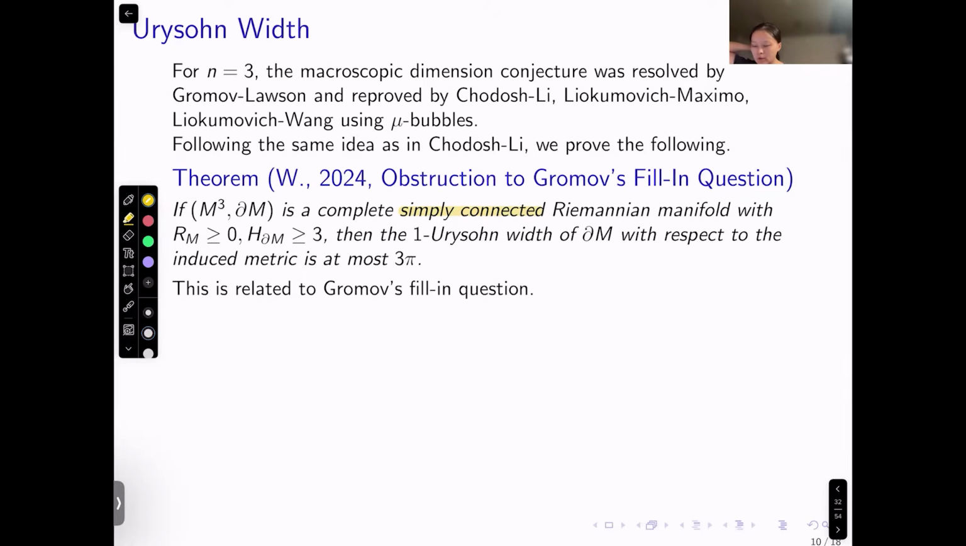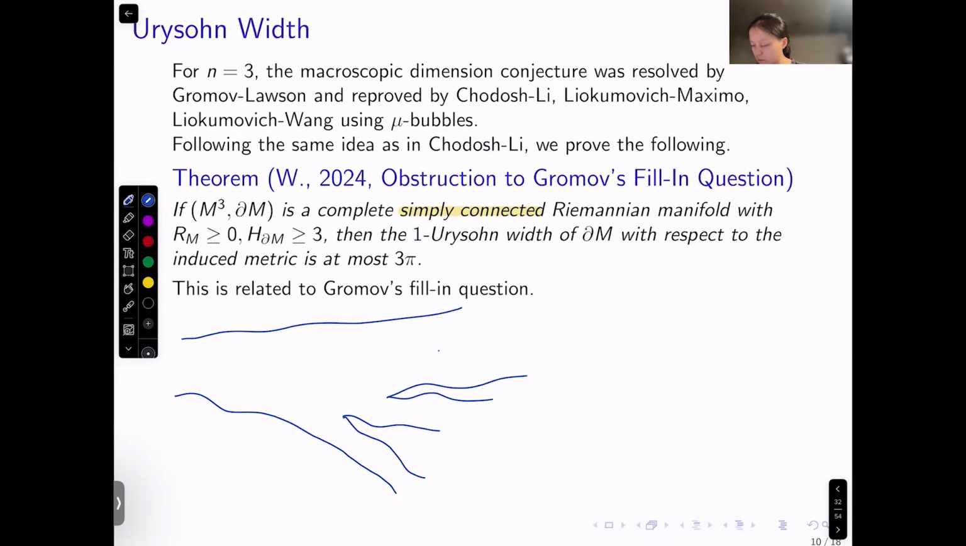So now let's look at the case where the manifold is simply connected and see how we can try to prove this theorem using theta bubble. So now our manifold is simply connected, so it may have many ends, but the ends cannot be too intertwined, so they cannot be connected to each other in a weird sense.